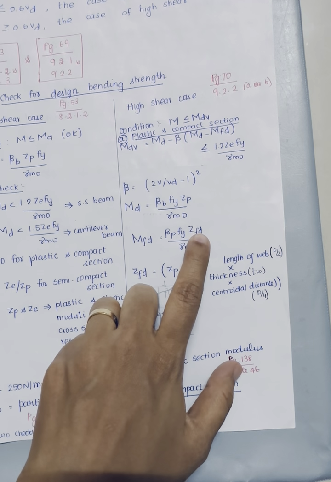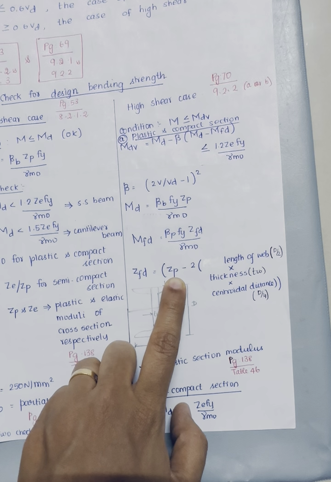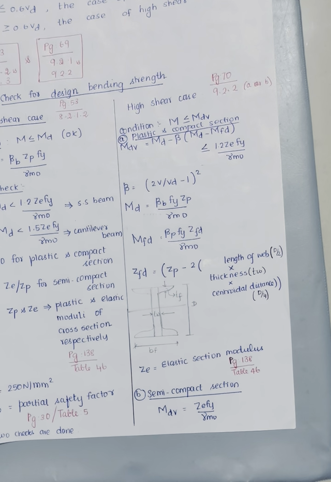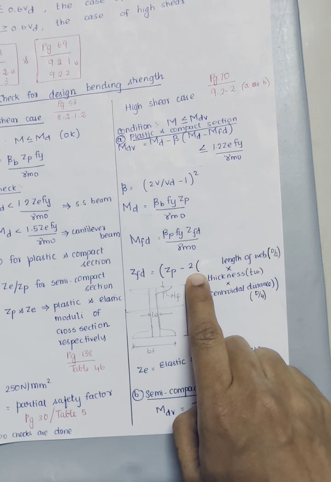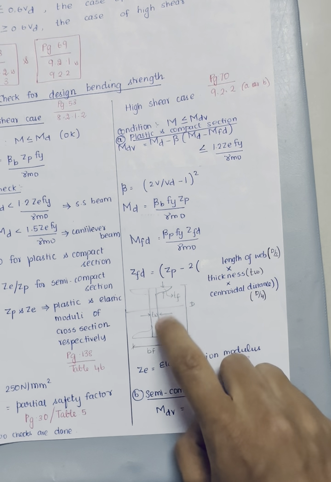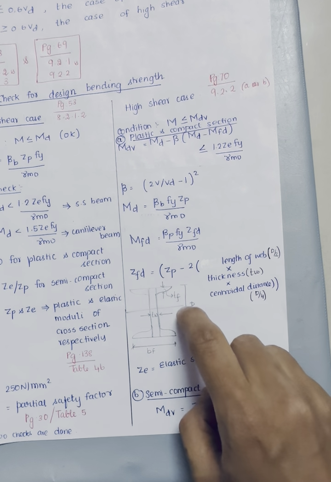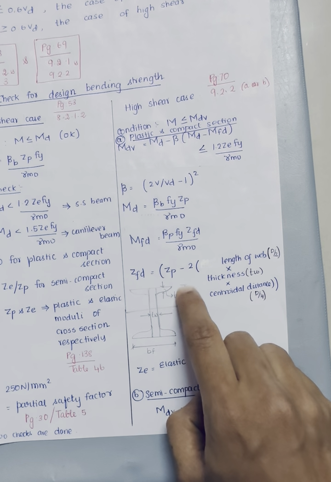Now ZFD is coming. ZFD is equal to the section modulus excluding the shear area and considering the partial safety factor gamma M naught, and that is MFD. So ZFD is equal to ZP minus 2 into, because there are two flanges, 2 flanges into length of the web. So here we are just taking the 2 outside. So this half we have taken.